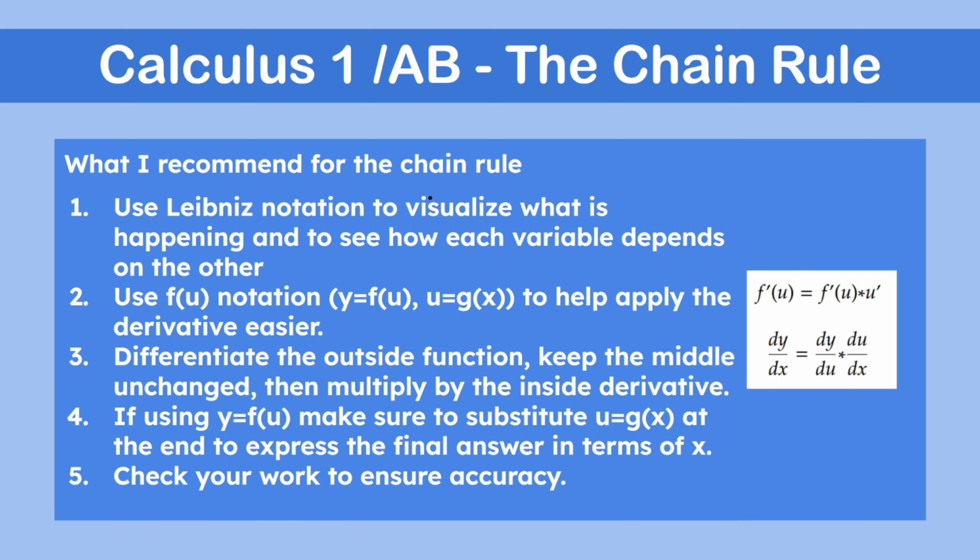So what I recommend for the chain rule is that you use the Leibniz notation to visualize what is happening and to see how each variable depends on the other, and use f of u notation, where y is equal to f of u and u is equal to g of x, to help apply the derivative more easily. So to do the chain rule, you differentiate the outside function, keep the middle function unchanged, and then multiply by the inside derivative. If you're using this notation, make sure to substitute g of x back in for u at the end to express your final answer in terms of x, and check your work to make sure everything is accurate.